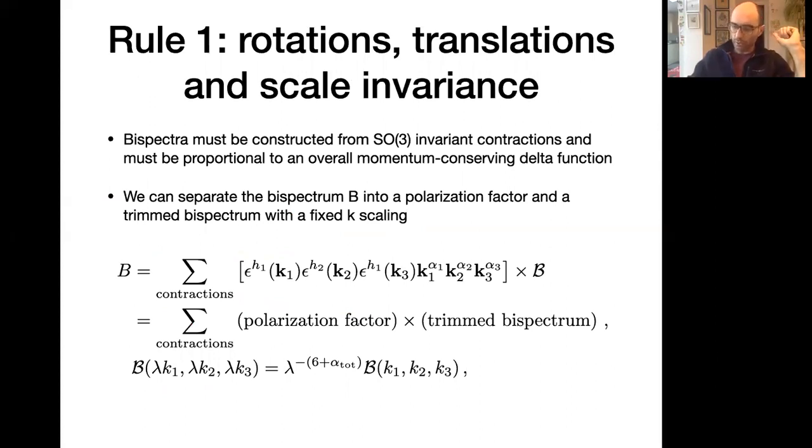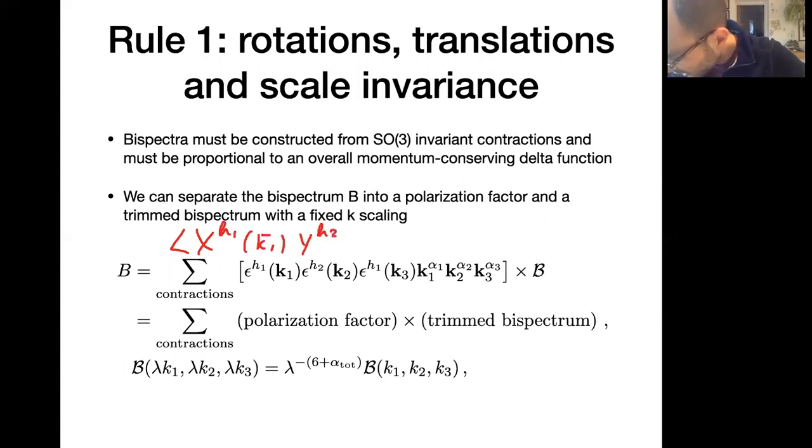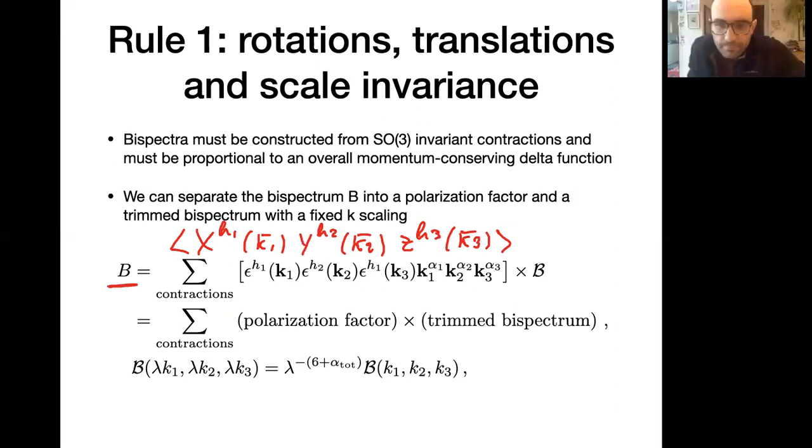So we're trying to compute this object, which is, remember, the expectation value of x of some helicity h1 and momentum k1, y of helicity h2 and momentum k2, and z of helicity h3 and momentum k3. This is the thing we want to compute, and I'm going to call it B, so I don't have to write this whole thing every time. If you want, this would be B of x, y, z. But sometimes I will not write x, y, z, just the bispectrum.